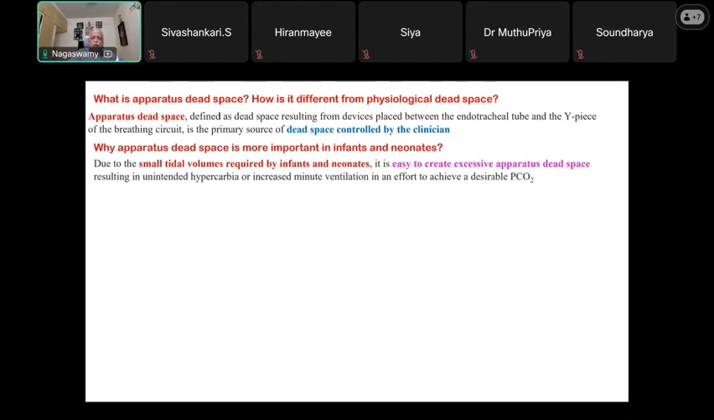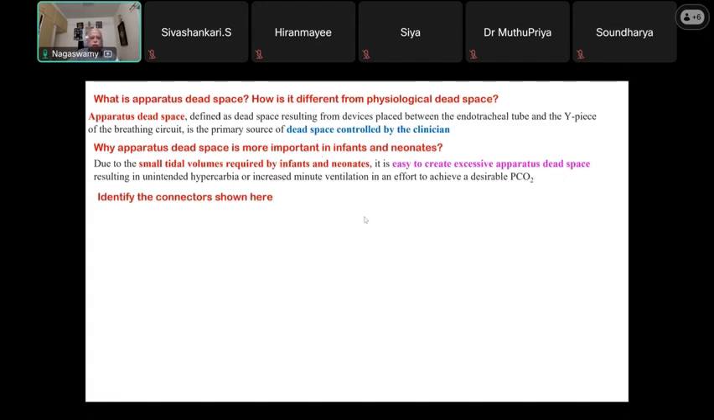So that is the reason why the Ayre's T-piece, which is commonly used, or the Jackson-Rees modification of the Ayre's T-piece, was created mainly for this purpose by Sir Philip Ayre, who was the British anesthetist, given the Sir title, the biggest reward or honor, by the British Queen. So it's called Sir Philip Ayre's T-piece. So apparatus dead space is important because of the small tidal volume of infants and neonates.